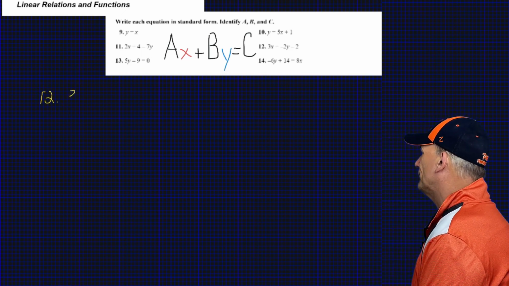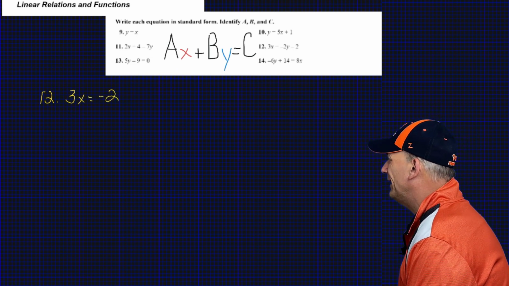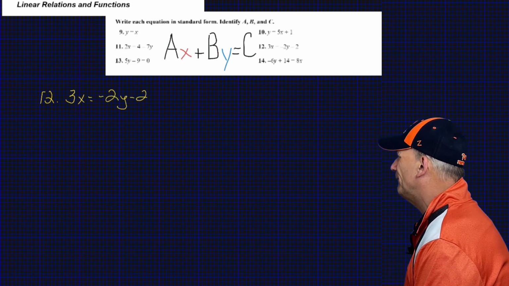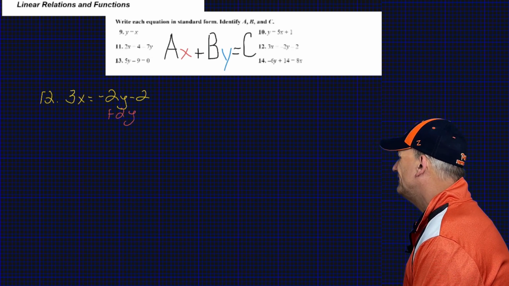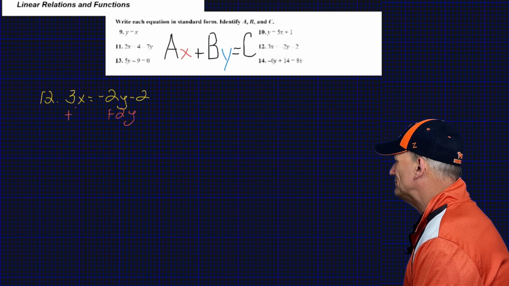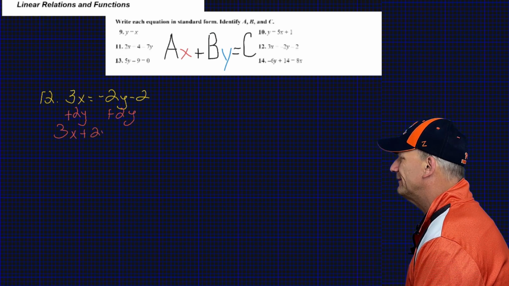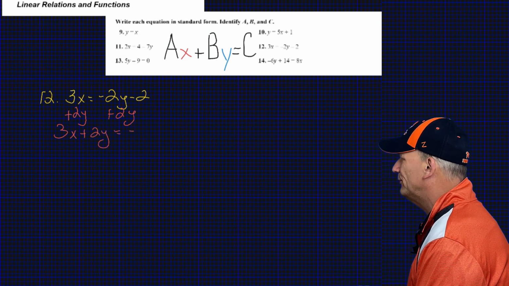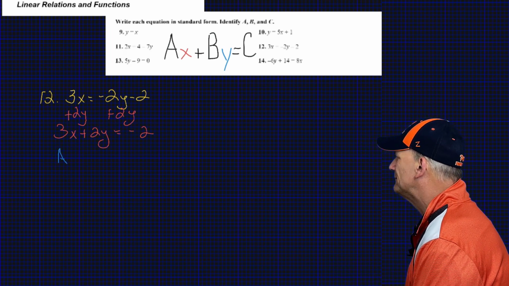All right, we're on number 12. So take a look at that. We have 3x minus 2y minus 2. Now what do we have to do to put this in standard form? All we have to do here is add 2y. So we have 3x plus 2y equals -2. Standard form: ax plus by equals c.